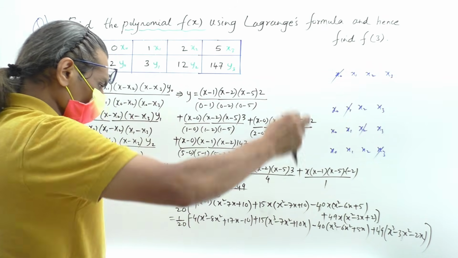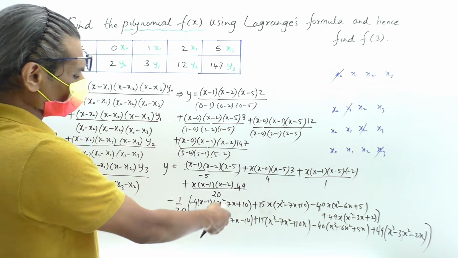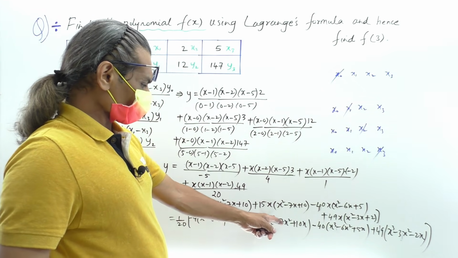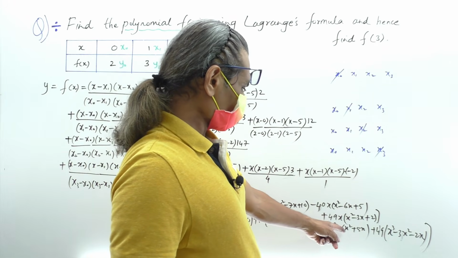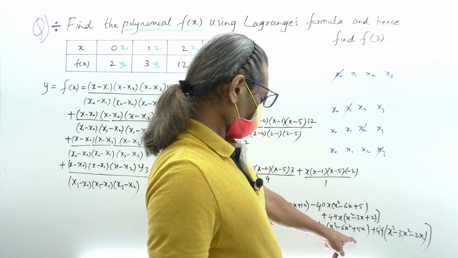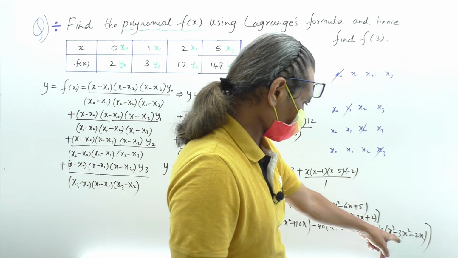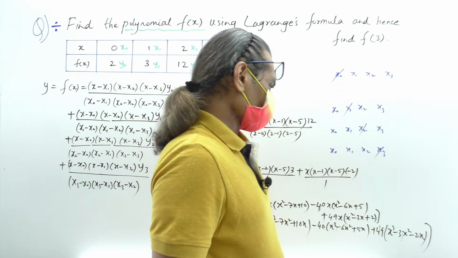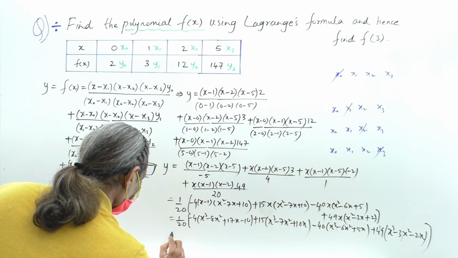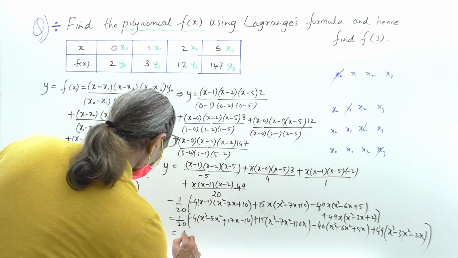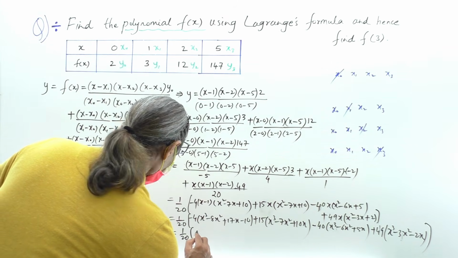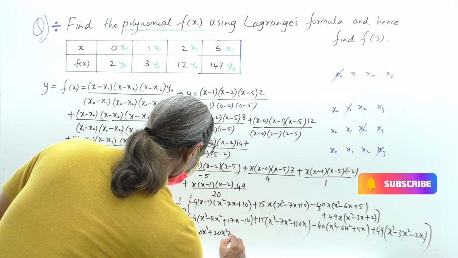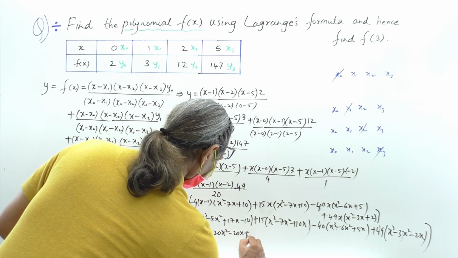Just open a bracket now. So minus 4x cube plus 32x square minus 28x plus 40 plus 15x cube minus 105x square plus 150x minus 40x cube plus 240x square minus 20x plus 49x cube minus 147x square minus 98x. You solve that, you get the answer as equal to nothing but 1 by 20 into 20x cube plus 20x square minus 20x plus 40.